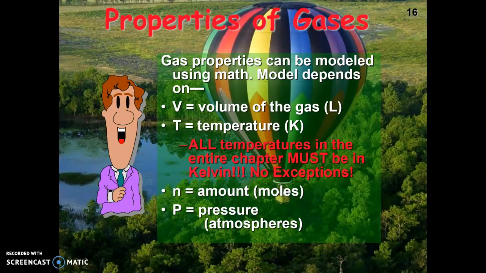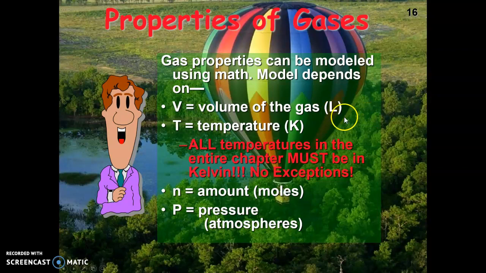All right. So the properties of gases are modeled with a few different quantities. The first of these is the volume, and that is how much space, or the size of the area, the volume that the gas takes up. Usually we'll measure that in liters.